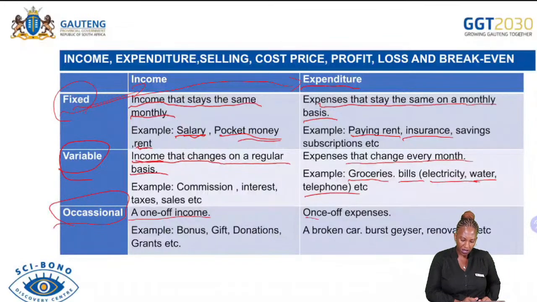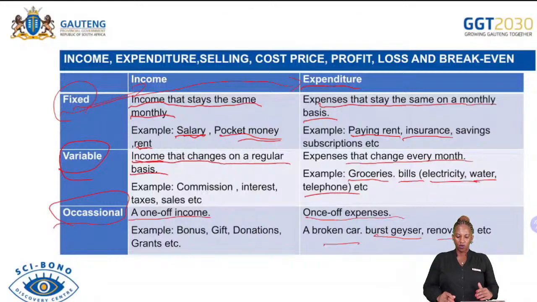But when we talk about once-off expenses, for example, a broken car, a burst geyser, or renovations. Boys and girls, you know those eventualities. You'll have a tire burst while you're driving, and you did not plan for it. I did not plan to buy any tires, but there you go, the tire burst. Then it is a once-off expenditure.